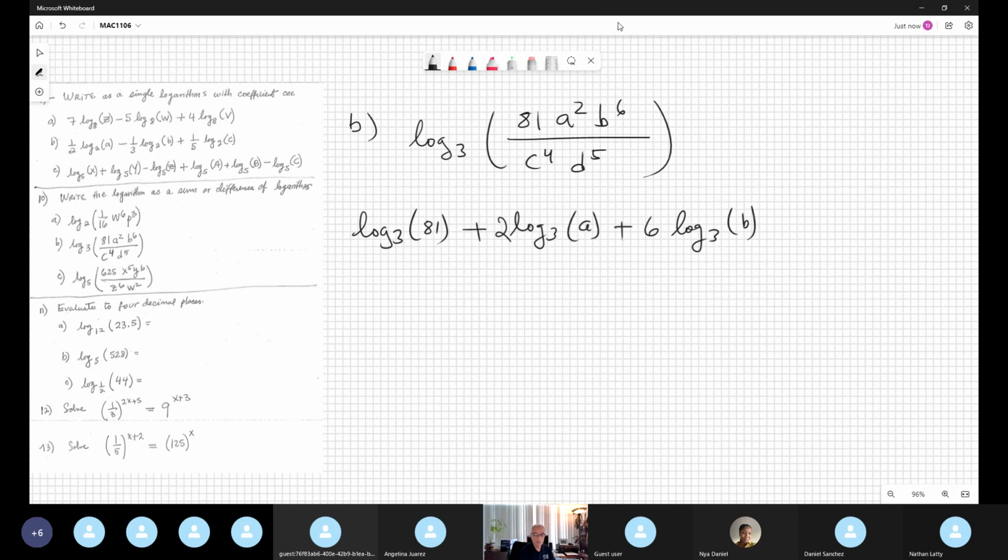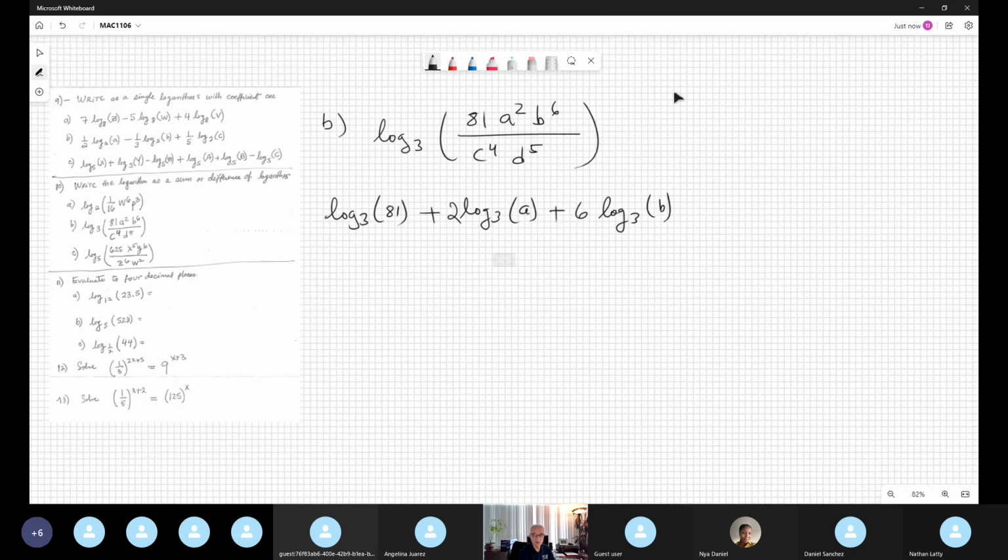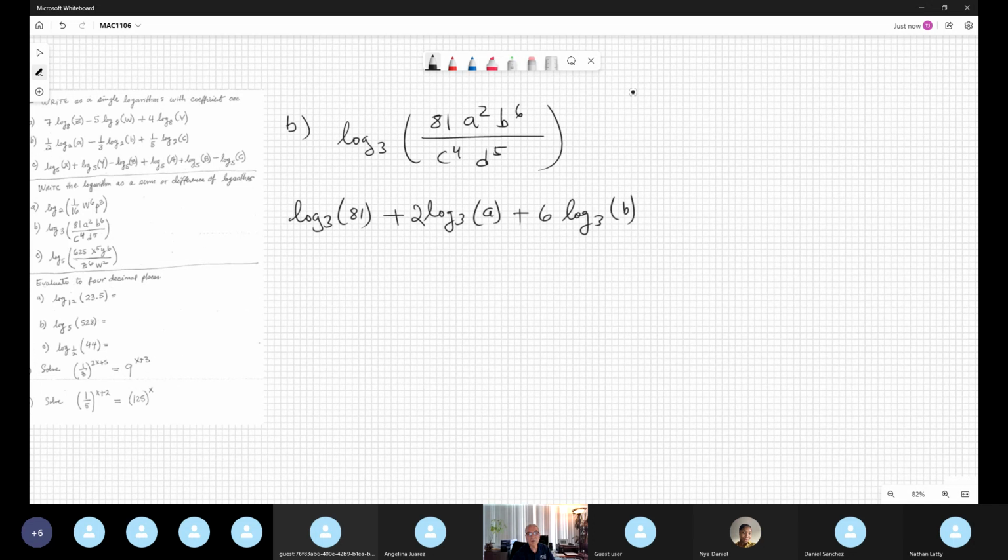Okay, now the bottom part is minus. It's a minus 4 logarithm base 3, which is the only base that we have in my problem, of c, minus again 5 logarithm base 3 of d. And one more time, you need to compute this. The numerical part. It's obvious that it is 4, yes? Yes or no? It's obvious.